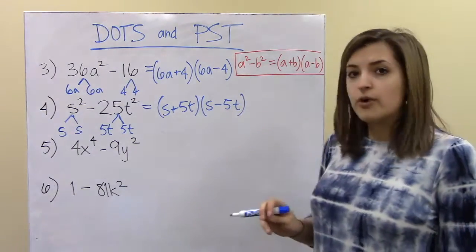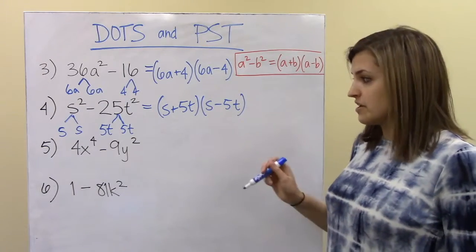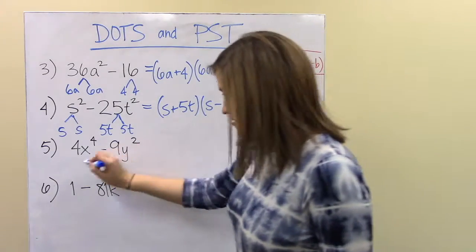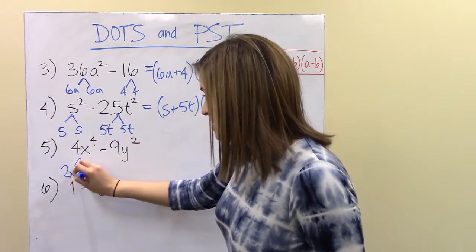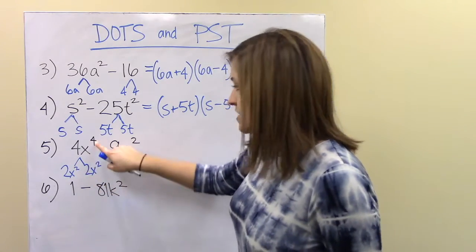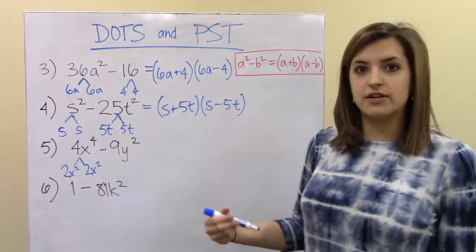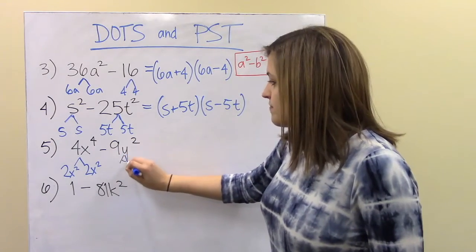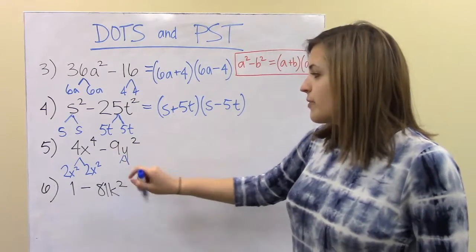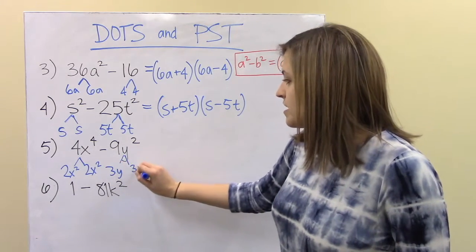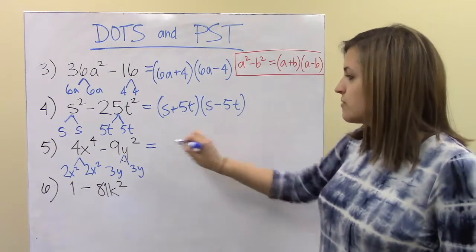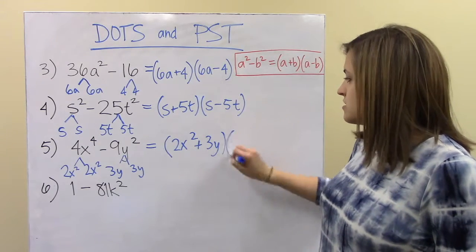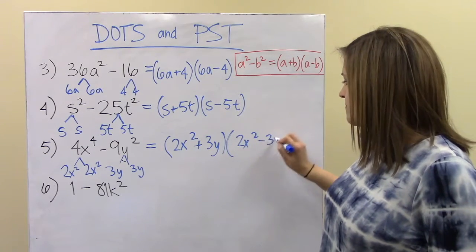Number 5, I have 4x to the fourth minus 9y squared. 4x to the fourth is really 2x squared times 2x squared. So it doesn't always have to look like something squared. You can have a 4 there, or an 8, or a 16, or something even. Minus 9y squared is 3y times 3y. So I have my a and b term, and in its factored form, this is going to be 2x squared plus 3y times 2x squared minus 3y.